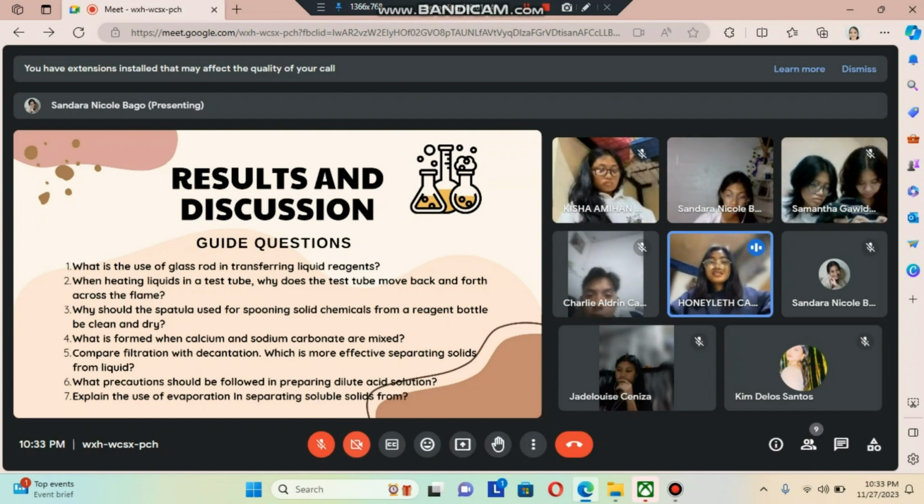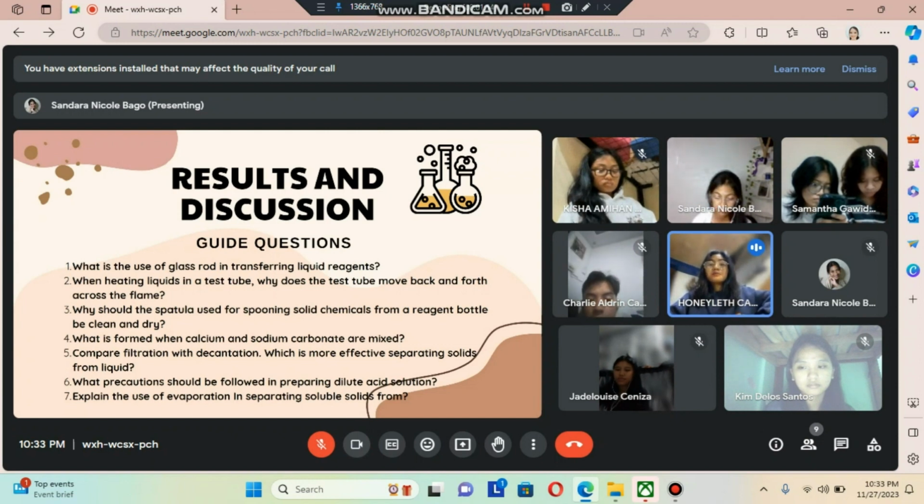Next question is, what is formed when calcium chloride and sodium carbonate are mixed? So when you mix calcium chloride and sodium carbonate, it will produce calcium carbonate.